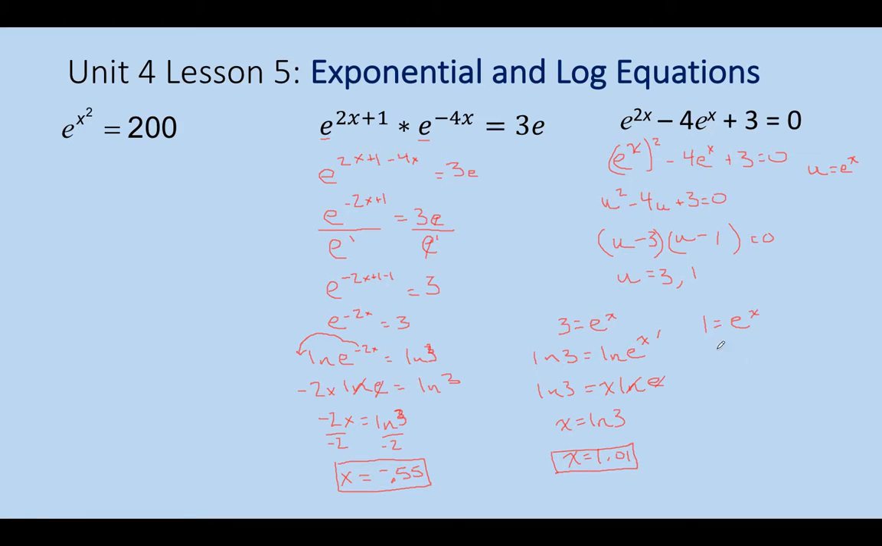And then the other one here, well, e to the x equals 1. And if you really want to go through the whole process here, you can do that. You can take the natural log of 1 and natural log of e to the x, which means we got x times natural log of e. So these cancel out. And over here we have the natural log of 1. So x equals the natural log of 1.